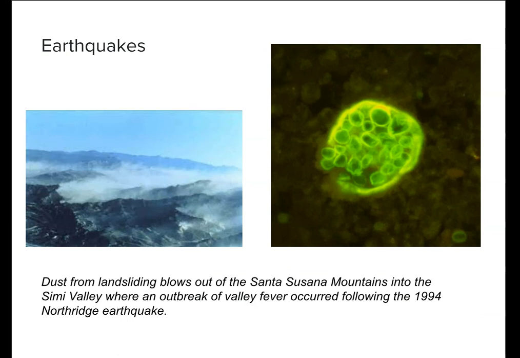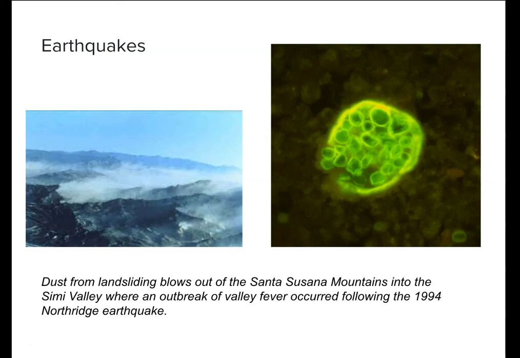Here's another kind of interesting earthquake thing. During the 1994 Northridge earthquake, landslides within the mountains above the Simi Valley had created lots of dust. And that's what that picture is there from the Santa Susana Mountains. And what they found is that dust carried spores of the fungus that causes valley fever.